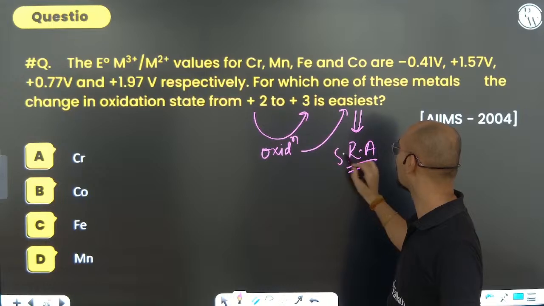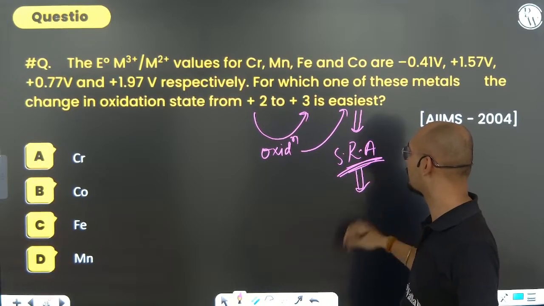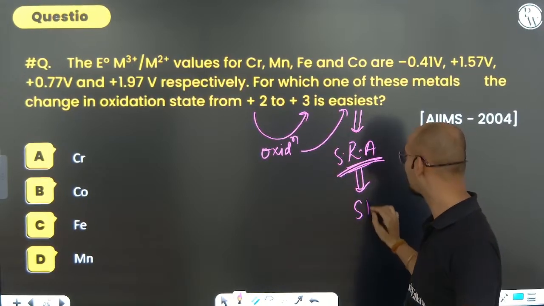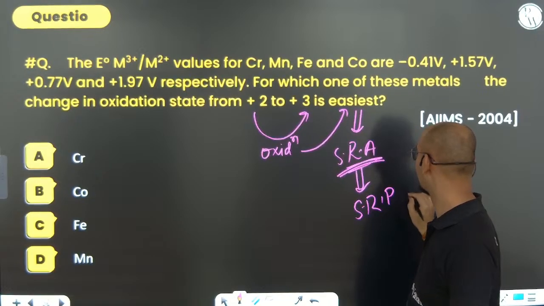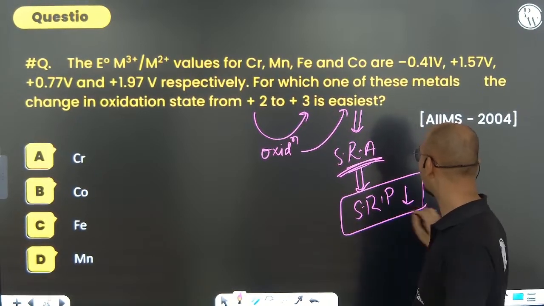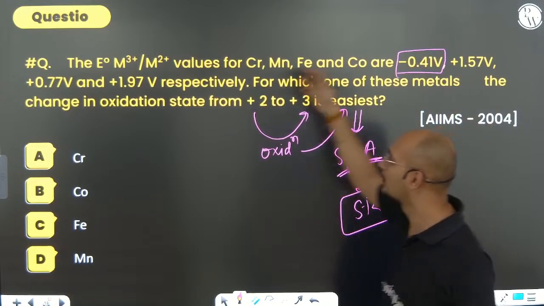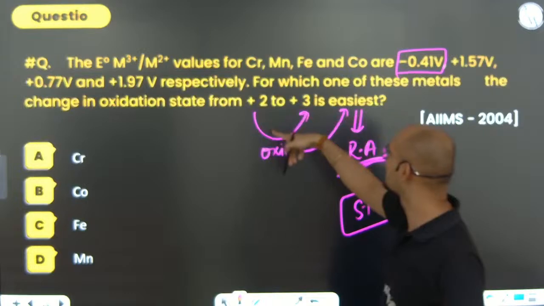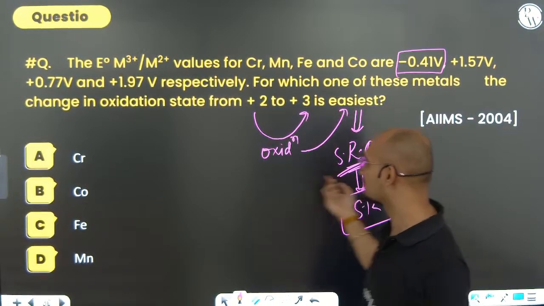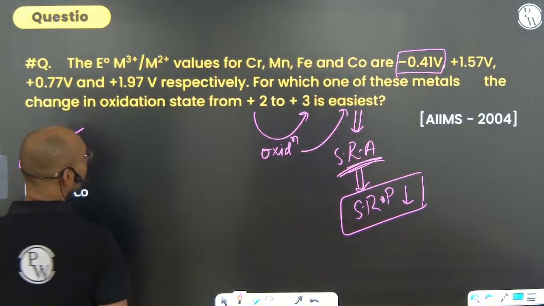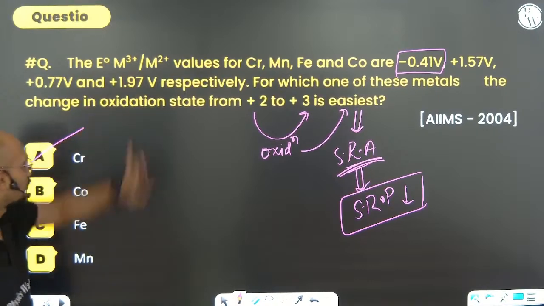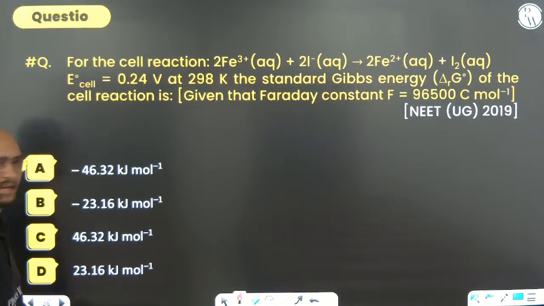So it is talking about a strong reducing agent. For a strong reducing agent, what should be there? SRP should be low. Where the SRP is lowest, here minus 0.41, and all the others are higher. So what we can say, which can be easily oxidized? Of course we can see that the first one, chromium, is the correct answer. I hope it's very clear.